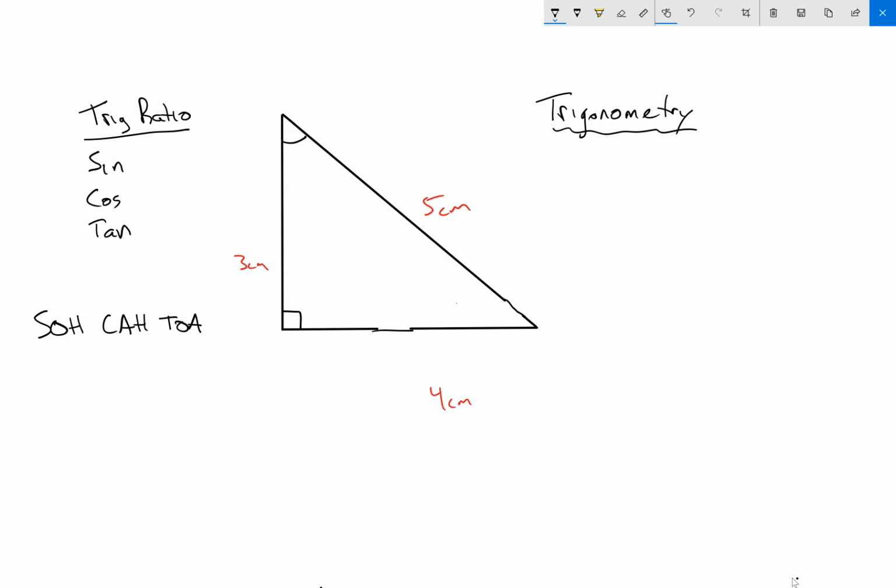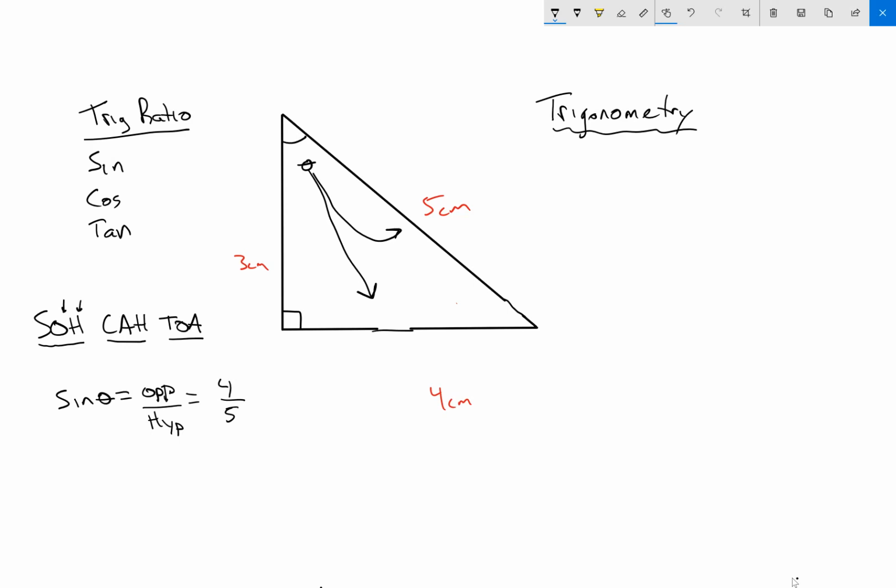And what SOH CAH TOA represents is the sine ratio, the cosine ratio, and the tangent ratio. So the sine of my angle, let's call this angle theta right here, the angle we're measuring, will be, the O stands for the opposite side length, divided by the H, which stands for the hypotenuse. So the sine of theta in this case would be the opposite over the hypotenuse. So 4 over 5.